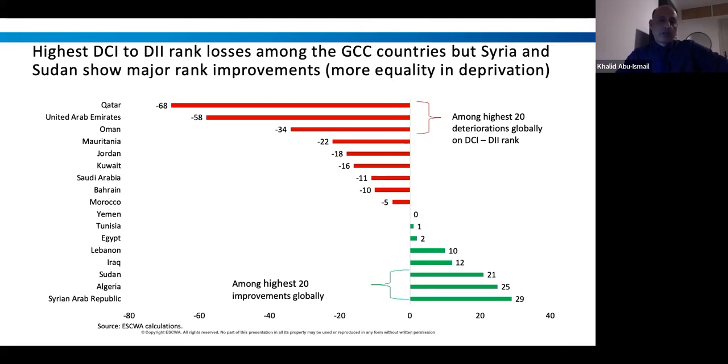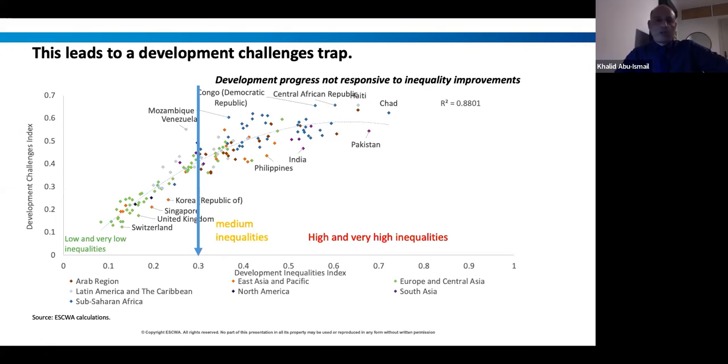And the rank changes, you can see here in terms of the difference in ranks between the Development Challenges Index and the Development Inequalities Index, would substantiate that claim, because a lot of the countries that improve in their ranks are the conflict-affected countries, and a lot of the countries that lose are the high-income GCC countries. But this would also imply that we are in what I call a development challenges trap. Because you've got progress happening in multidimensional inequalities, but they're not bringing down your development challenges. You're sort of stuck in this upper right-hand side of the scatter plot, where things are happening. You might be improving on your inequalities, but you're not able to get to that critical threshold where you're going on a nice downward slope, where you have a linear relation between the Development Challenges Index and the DII.